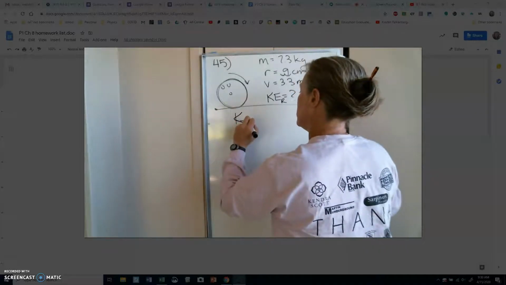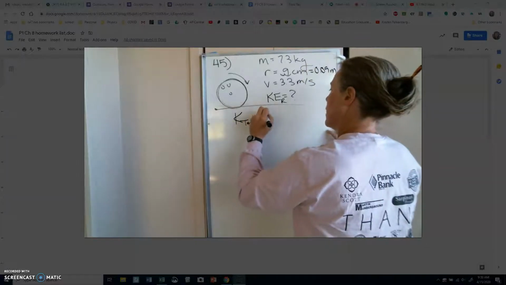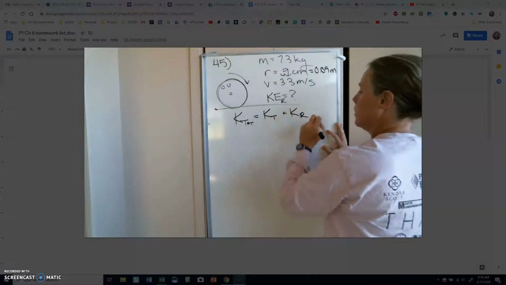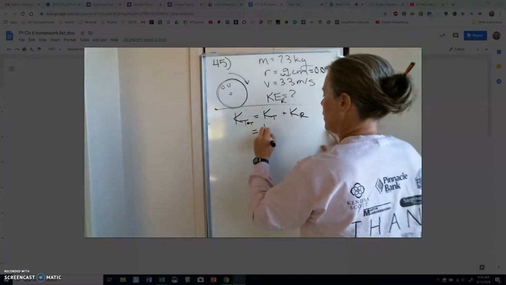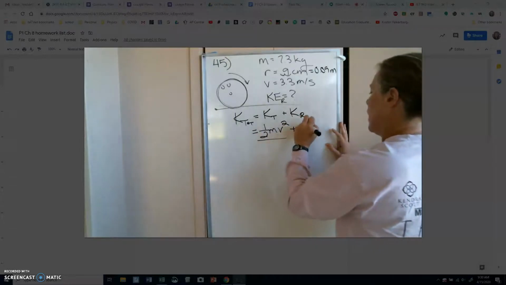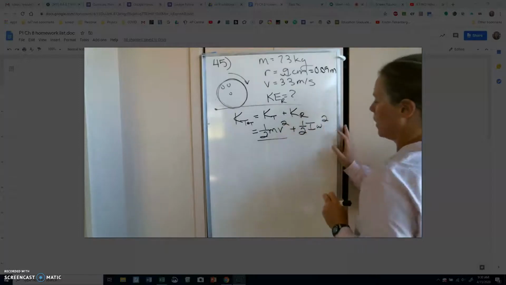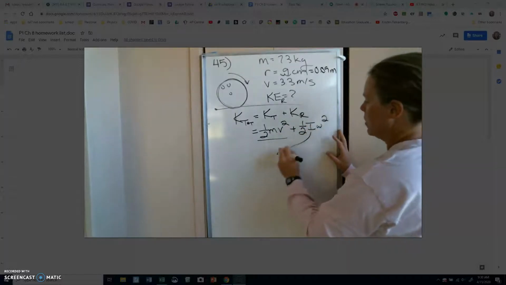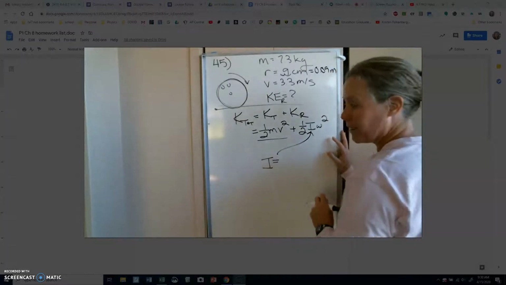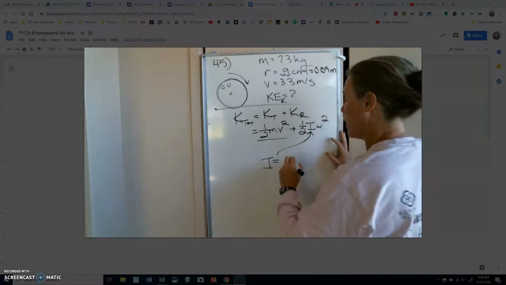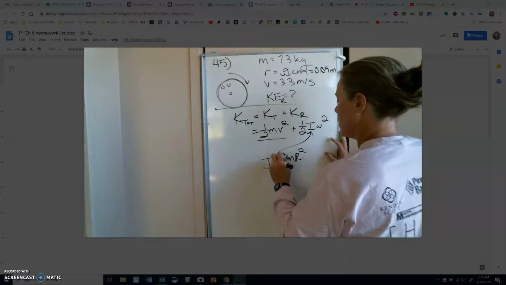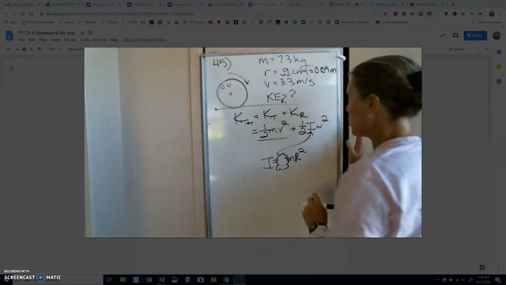So K total is going to equal kinetic energy translational plus kinetic energy rotational. So 1/2 mv squared, we've got that, plus 1/2 I omega squared. So what is it for a sphere? I equals, I'm going to be honest, I don't know, you're going to have to look it up, but I know it's something, mr squared. What is that number? I think it's 2/5, but I'm not sure.